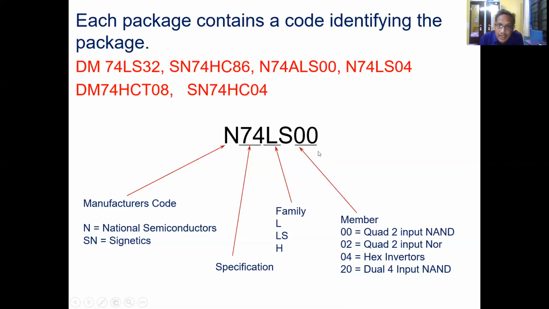For a TTL IC, the different sub-logic families are used to obtain it. In this case, LS stands for low power Schottky, hence it is called TTL. In this case it is SC, that's why it is called CMOS. And the last two digits, 00, indicate the particular gate number. In this case, 00 indicates the quad 2-input NAND gate.